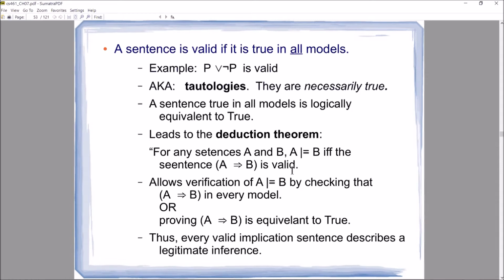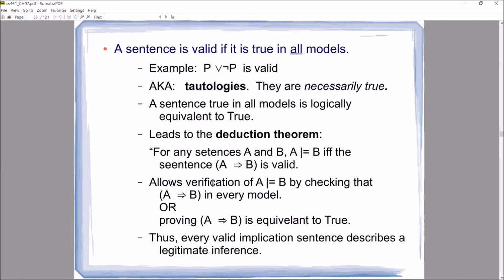Okay, so that's the deduction theorem, and what that does for us is that it sets it up so that A entailing B can be decided, right? We can decide that by checking if A implying B is true in every single model, right? Or if you can prove that A implies B is equivalent to true, right?